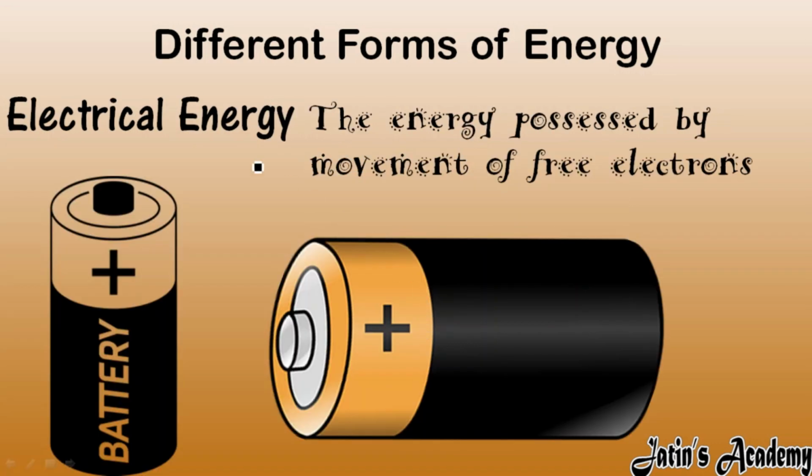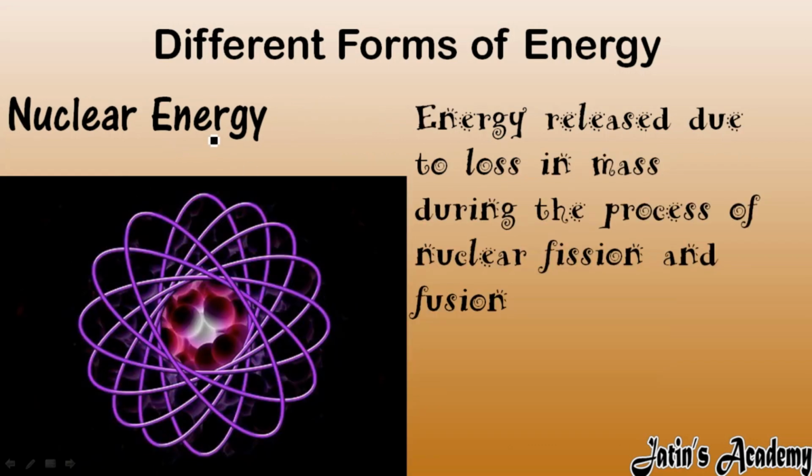Next we have electrical energy. Electrical means related to electrons. So it is the energy possessed by the movement of free electrons. When electrons are freely moving, whatever energy is created by these free electrons is called electrical energy, which we have seen in the case of batteries. Next we have nuclear energy, very important.